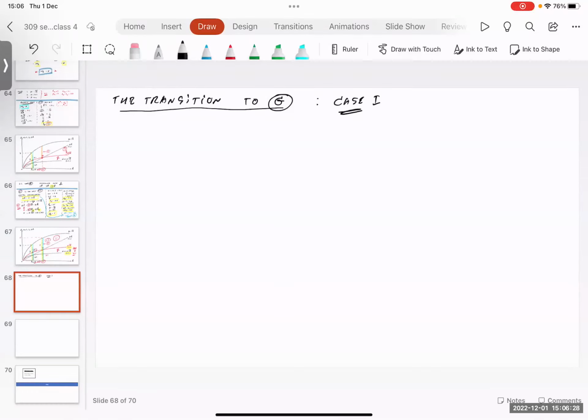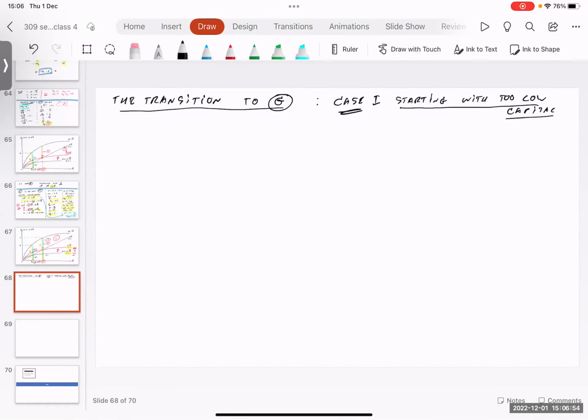Okay, case number 1 is the country starting with too low capital. Today your country is poor and has a small amount of capital. If you want to go to the Golden Rule, how is the transition going to be?